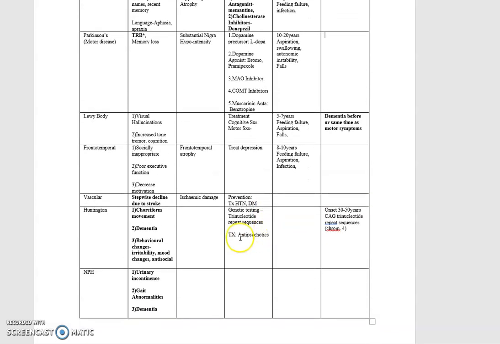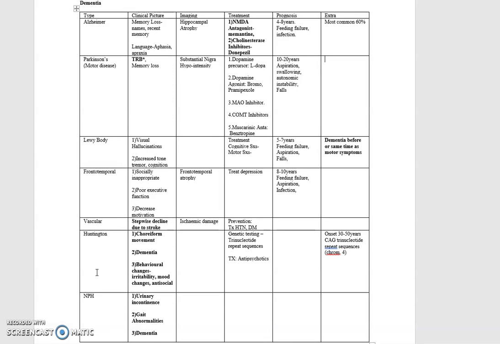I will not dwell too long on Huntington disease because I discussed it in my last lecture. Also the same thing with normal pressure hydrocephalus. It is important to know that both Huntington disease and normal pressure hydrocephalus are associated with dementia. In Huntington disease, don't forget you have the choreiform movement, which is dancing-like movement. You have the dementia and you have the behavioral changes.